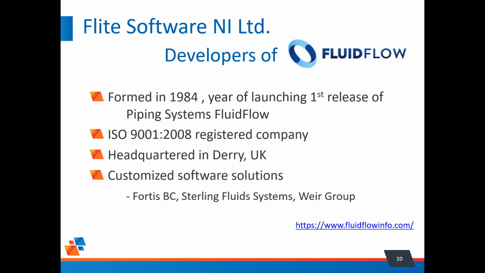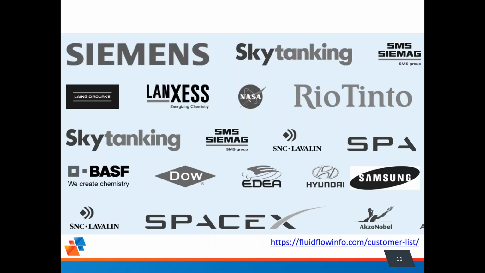So, a company established in 1984, the first year of launching the first release of piping system FluidFlow, an ISO 9001-2008 software company, with the ability of also creating a number of customized software solutions. Here are some of the customers that employ that type of capability, customized solutions on top of FluidFlow: Fortis in BC, Sterling Fluid Systems, and Weir Group as a few examples.